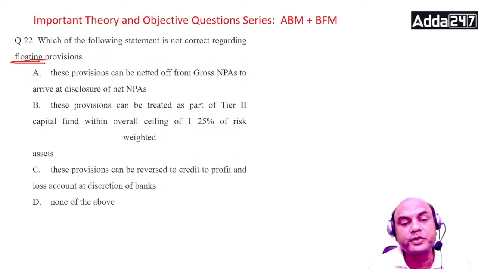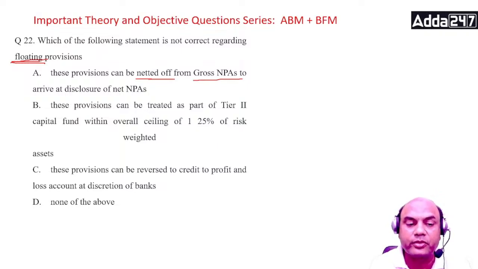So, these provisions can be netted off from gross NPS to arrive at the disclosure of net NPS. These provisions can be treated as part of Tier 2 capital fund with an overall ceiling of 1.25% of the risk weighted assets. So these can be netted off with the overall ceiling. Is this true? We want not correct. Remember the question, not correct.